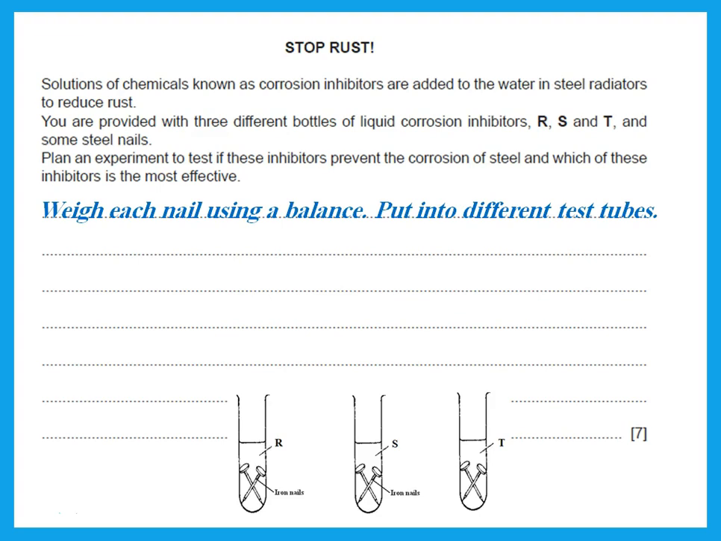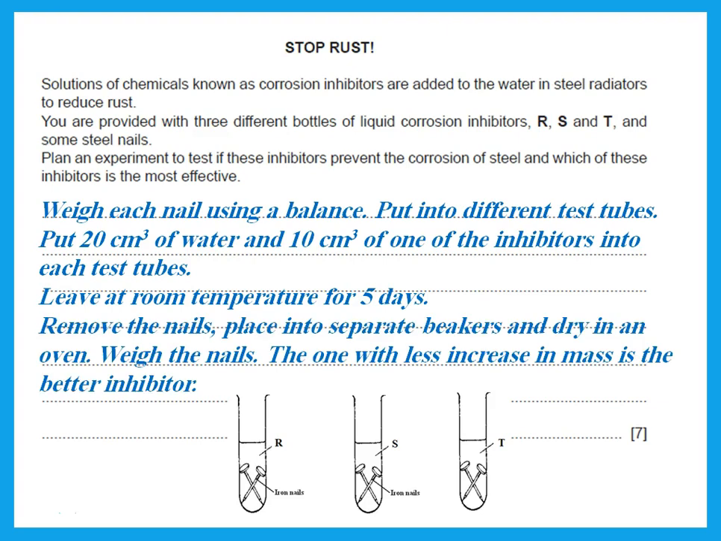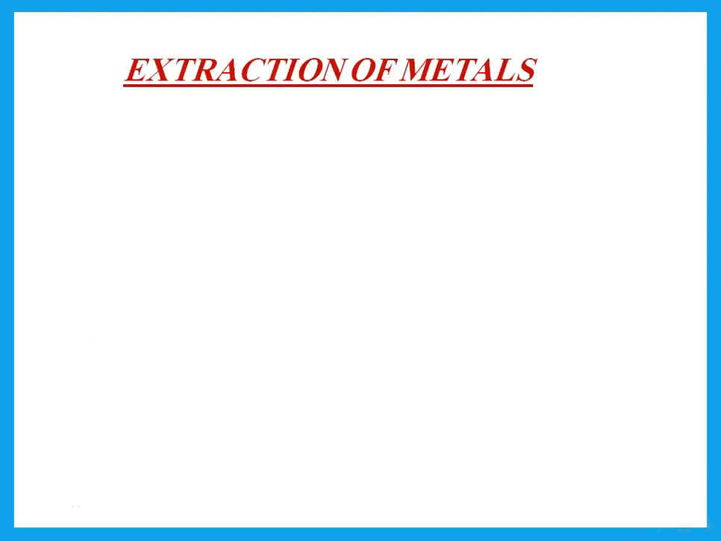So in this case, I'm going to do the same thing, but I want to know which one is a better inhibitor. So weigh each nail using a balance, put into different test tubes, put the same amount of water and 10 centimeter cubed of one of the inhibitors into each test tube. Leave at room temperature for 5 days, so same temperature, same time. Remove the nails, place into separate beakers, dry in an oven, weigh. Here now I have to tell him the one with less increase in mass is the better inhibitor.